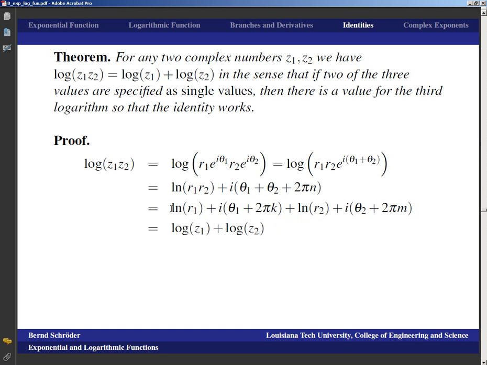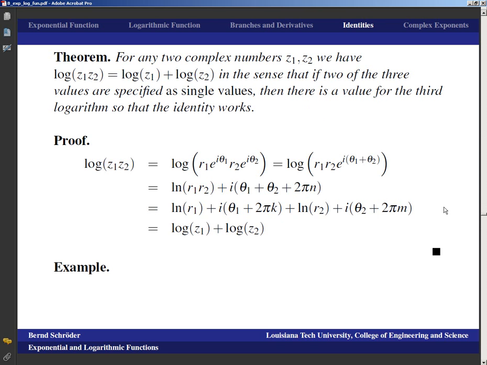And the first part here is the logarithm of z1, and the second part is the logarithm of z2. And notice that this idea that there is a value for the third one so that the identity works basically says whenever two of the values n, k, and m are given, then you can find the third one, because k plus m must be equal to n. So that proves the theorem.